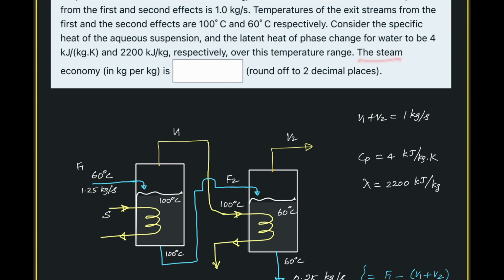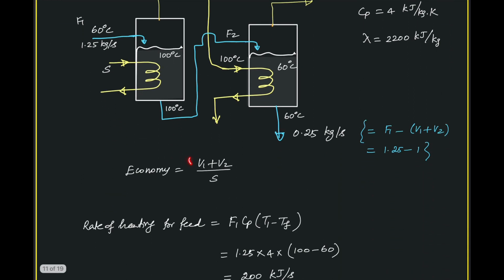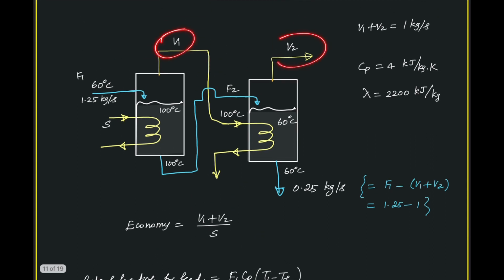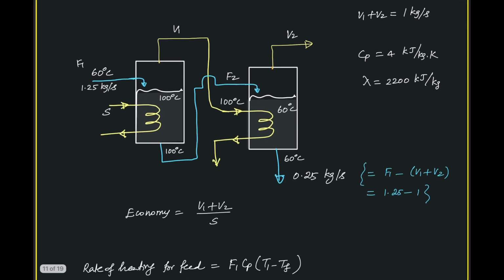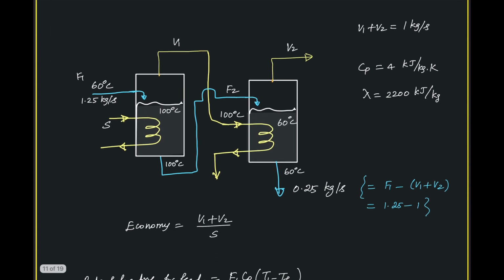We are asked to find the steam economy. The steam economy is defined as the total amount of evaporation per kg of steam supplied. The total evaporation is V1 in the first effect plus V2 in the second effect, and steam to the first effect is S. So this is the economy as a fraction, or in kg per kg. We have represented all the data in the schematic. What we need is V1 plus V2 and S. V1 plus V2 is already known as 1, so we simply need to find the quantity S.